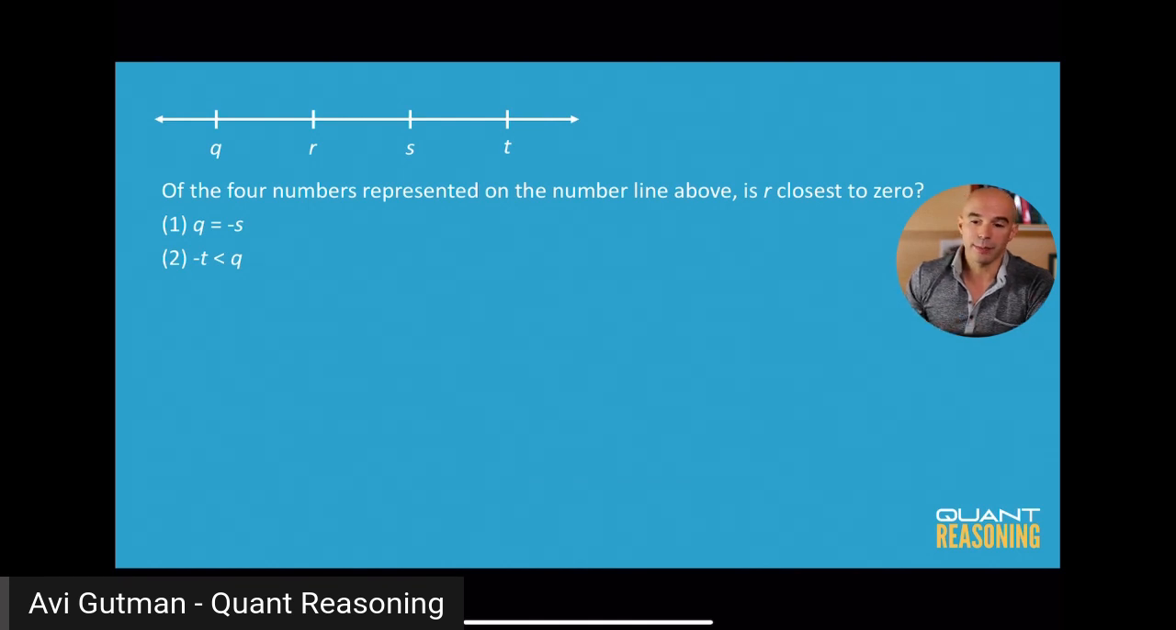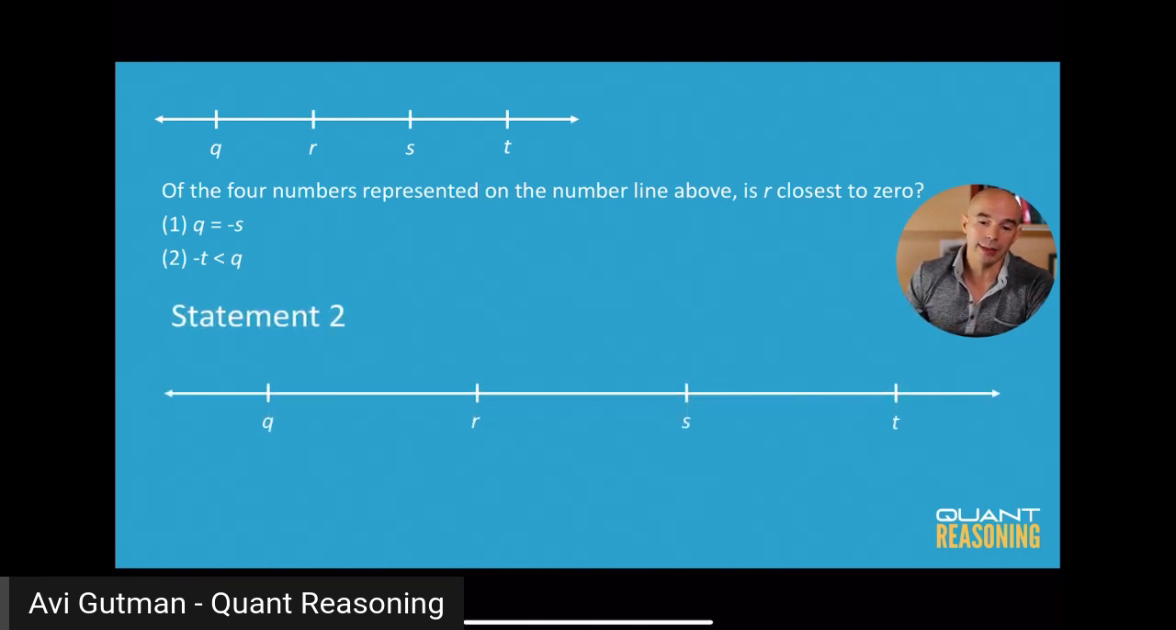So moving on to statement 2. Statement 2 tells us that negative T is to the left of Q. So I would move those a little bit to the right and insert negative T right there to the left of Q. So similar to what we did in the previous statement, this time we have negative T and T on the number line. So that tells me that 0 is at the midpoint between negative T and T. The problem is Q, R, and S could move around. They could be anywhere. So the 0 is going to stay put at that midpoint between negative T and T.